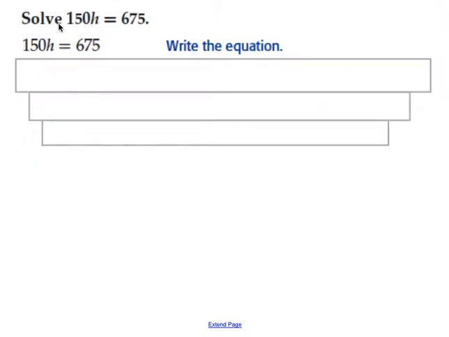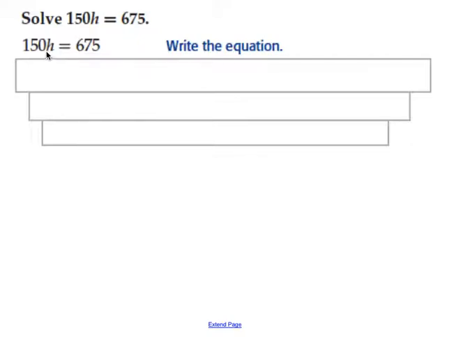Here's an equation. It says 150h equals 675. First thing we always want to do is rewrite the equation. Remember, our goal is to get the letter or the variable by itself. When we have a number next to a letter, multiplication is implied. So the h is being multiplied by 150. Now we need to undo multiplication. To undo multiplication, we use division.